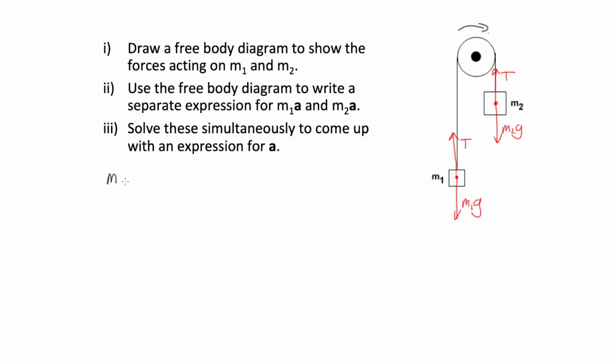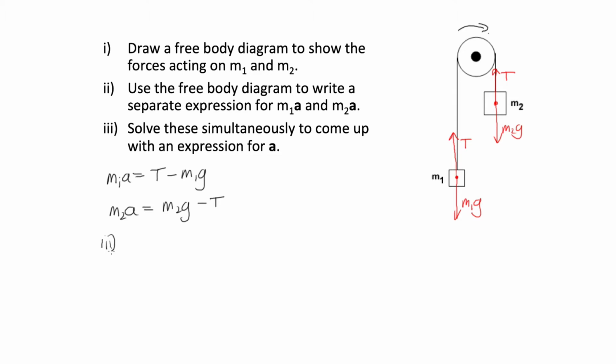So we can write for mass 1 here, m1a, the net force on m1 is equal to T, which is pulling it up, minus m1g, which is pulling it down. And for mass 2, which is accelerating downwards, we've got the m2g pulling it down, and then the tension force is pulling it up. So that's how we do part 2.